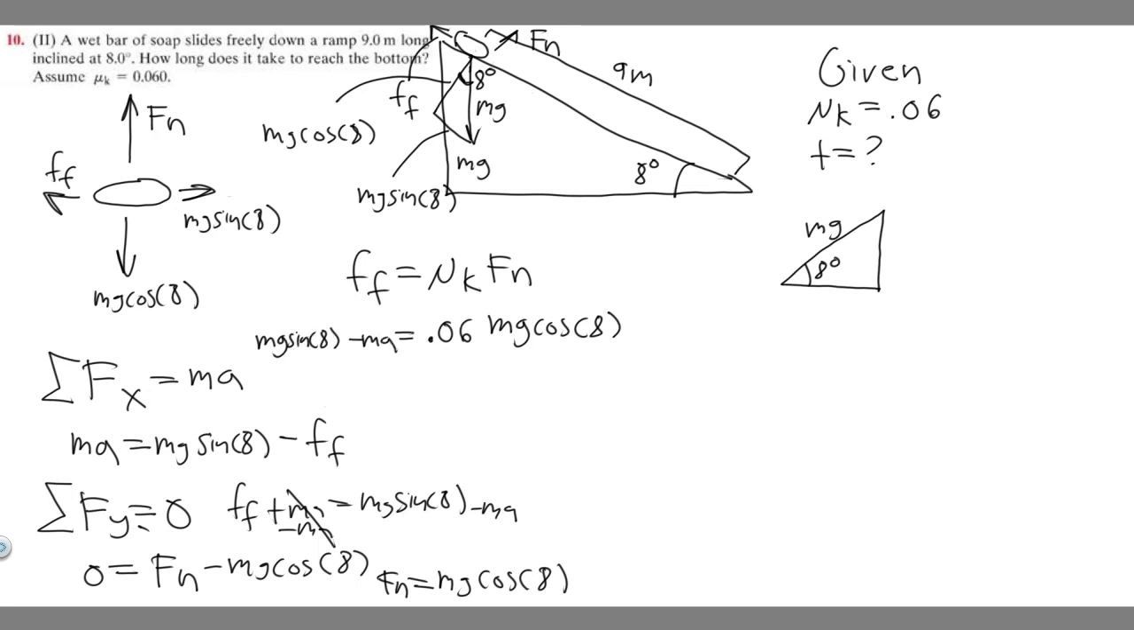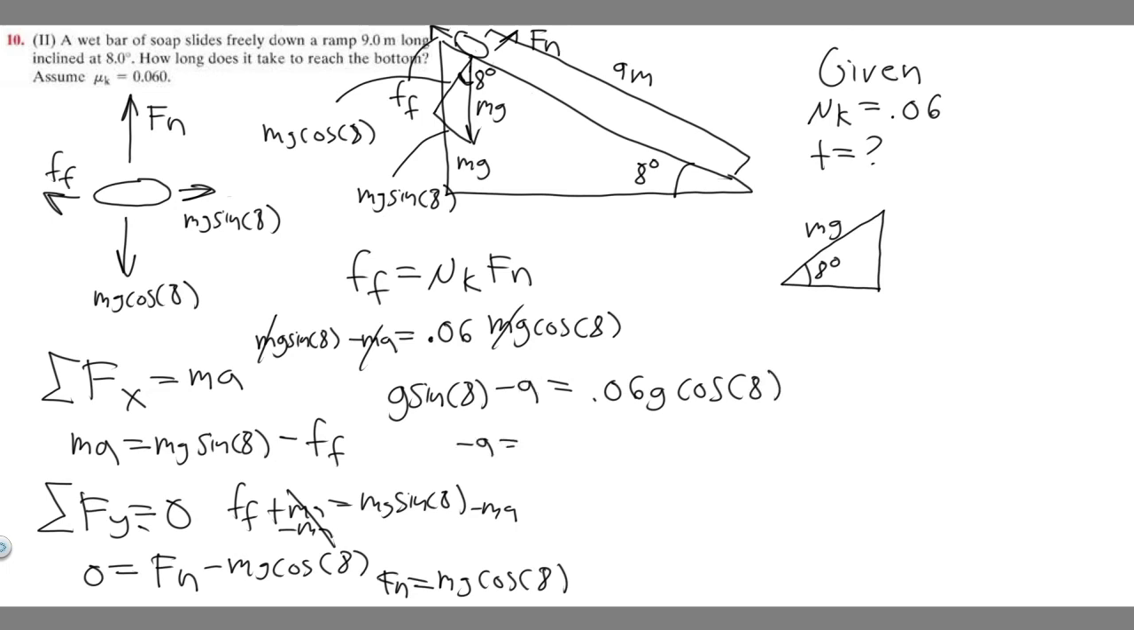And then once we have the acceleration, we're just going to treat it like kinematics, and we can actually solve for the time. So we want to get a by itself. What you should notice here, though, is that the m's will all cancel. So g times the sine of 8 minus a is equal to 0.06 times g times the cosine of 8. And so we're trying to get a right here by itself.